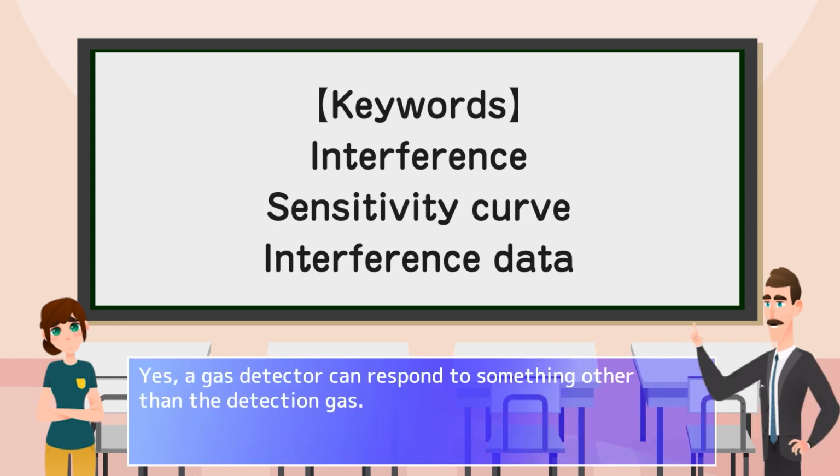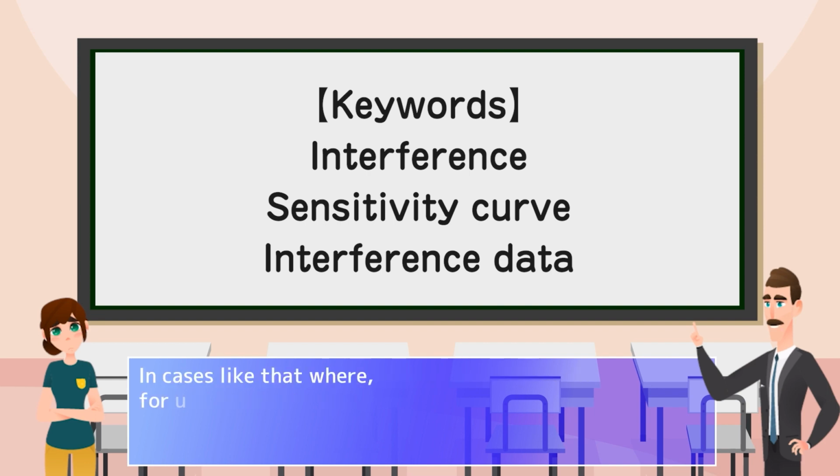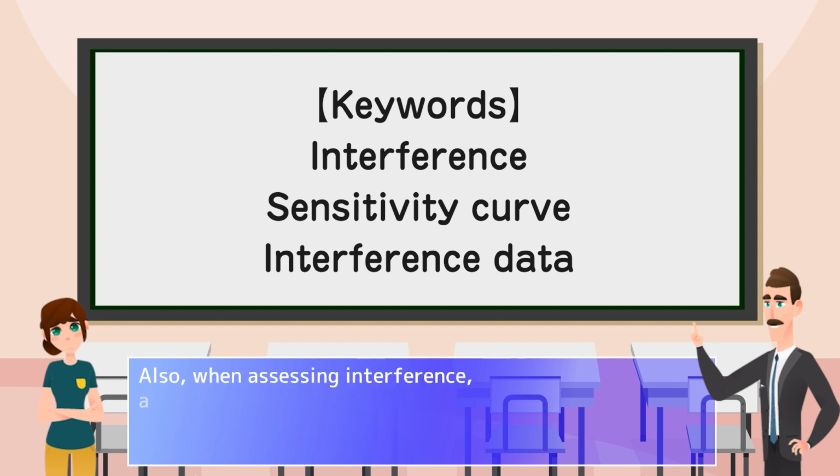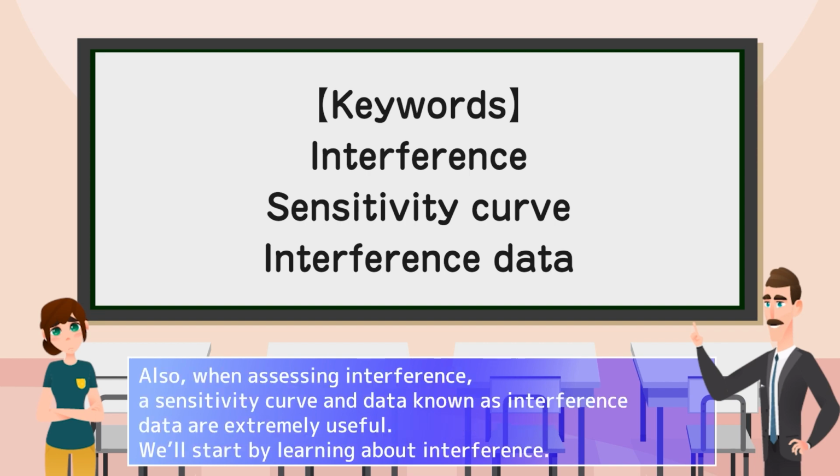Yes, a gas detector can respond to something other than the detection gas. In cases like that where, for unintentional factors, the gas detector's alarm sounds or the value indicated changes, we call that interference. Also, when assessing interference, a sensitivity curve and data known as interference data are extremely useful. We'll start by learning about interference.